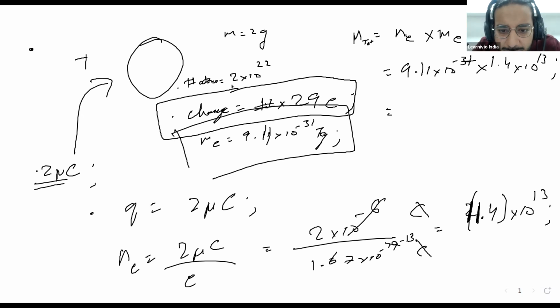Wait, so 29 is the number of... okay. I don't know why he has given this, because this is a very confusing question. I can't see it being used anywhere further in the calculation. So let it be. It's a weird question. He specified that the total number of electrons is 29 into 2 into 10 to the power 22.